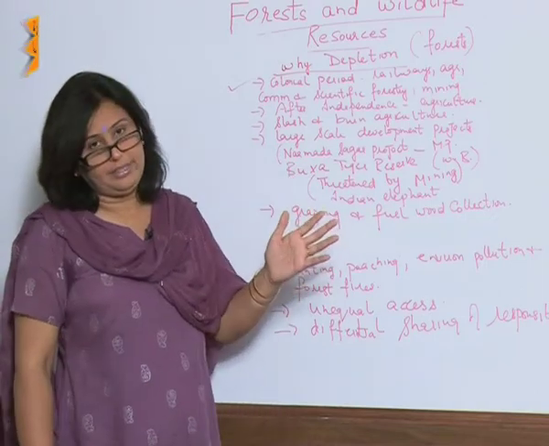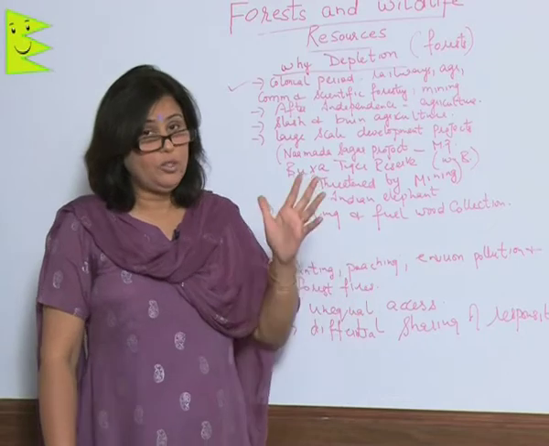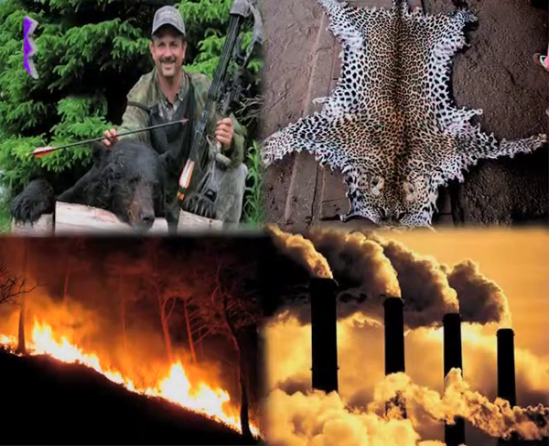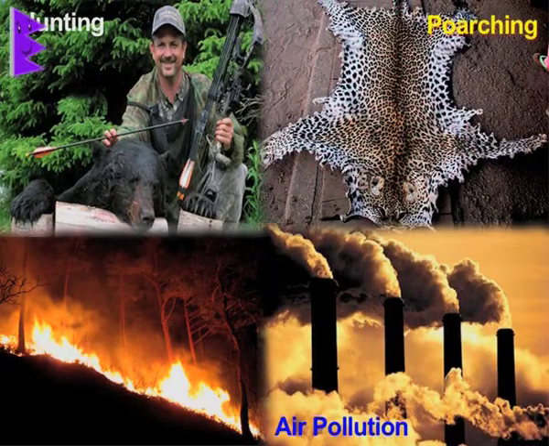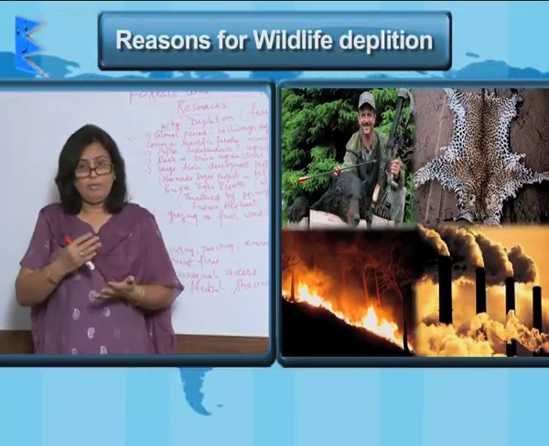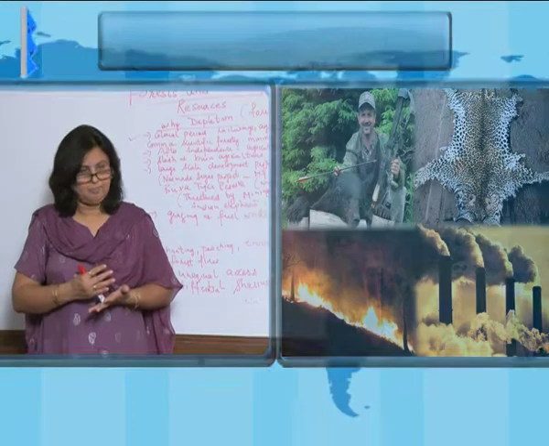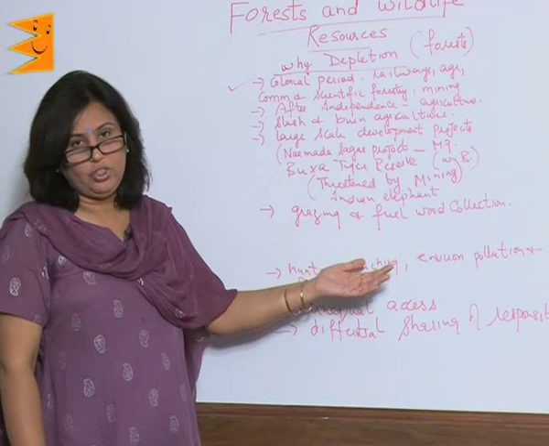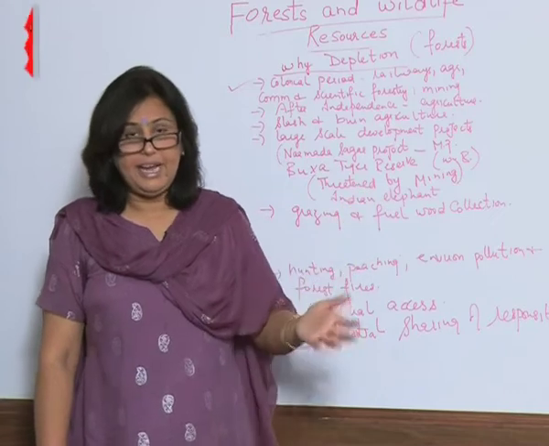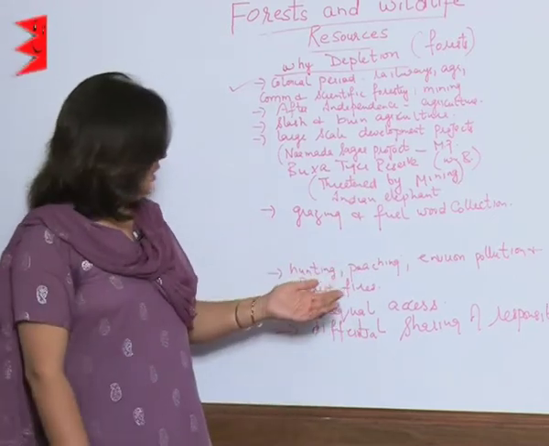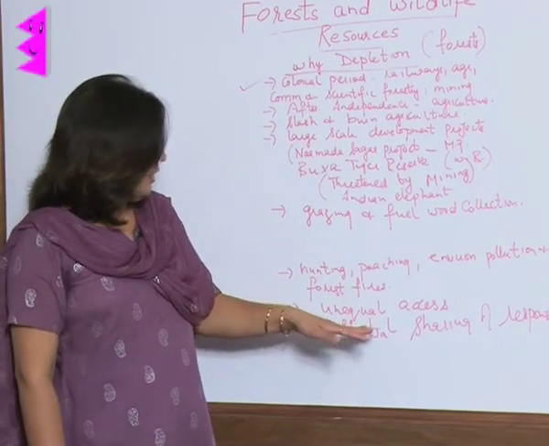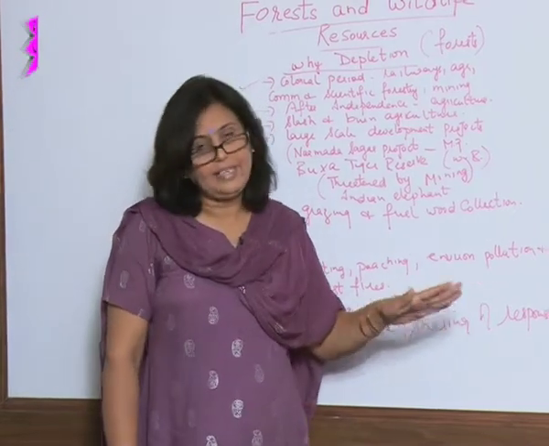This was about the forests, but what has led to the extinction, to the decline of the wildlife resources in India? Hunting, poaching, environmental pollution, forest fires, all this has led to loss of a lot of wildlife resources. Definitely hunting and poaching, environmental pollution, maybe they are not able to survive in the kind of environment that is available to them now, and the forest fire, of course, a lot of them die in these forest fires. And then there is unequal access to this.